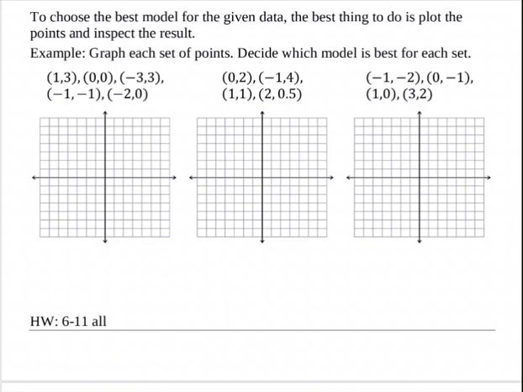So for this one, we have (1, 3), and then (0, 0), and then (-3, 3), and then (-1, -1), and then (-2, 0). So we look at that and we say, all right, would we draw a line through this? No. What does this look like? It looks like a quadratic situation. It looks like a parabola, okay? So we would model this using a quadratic model.